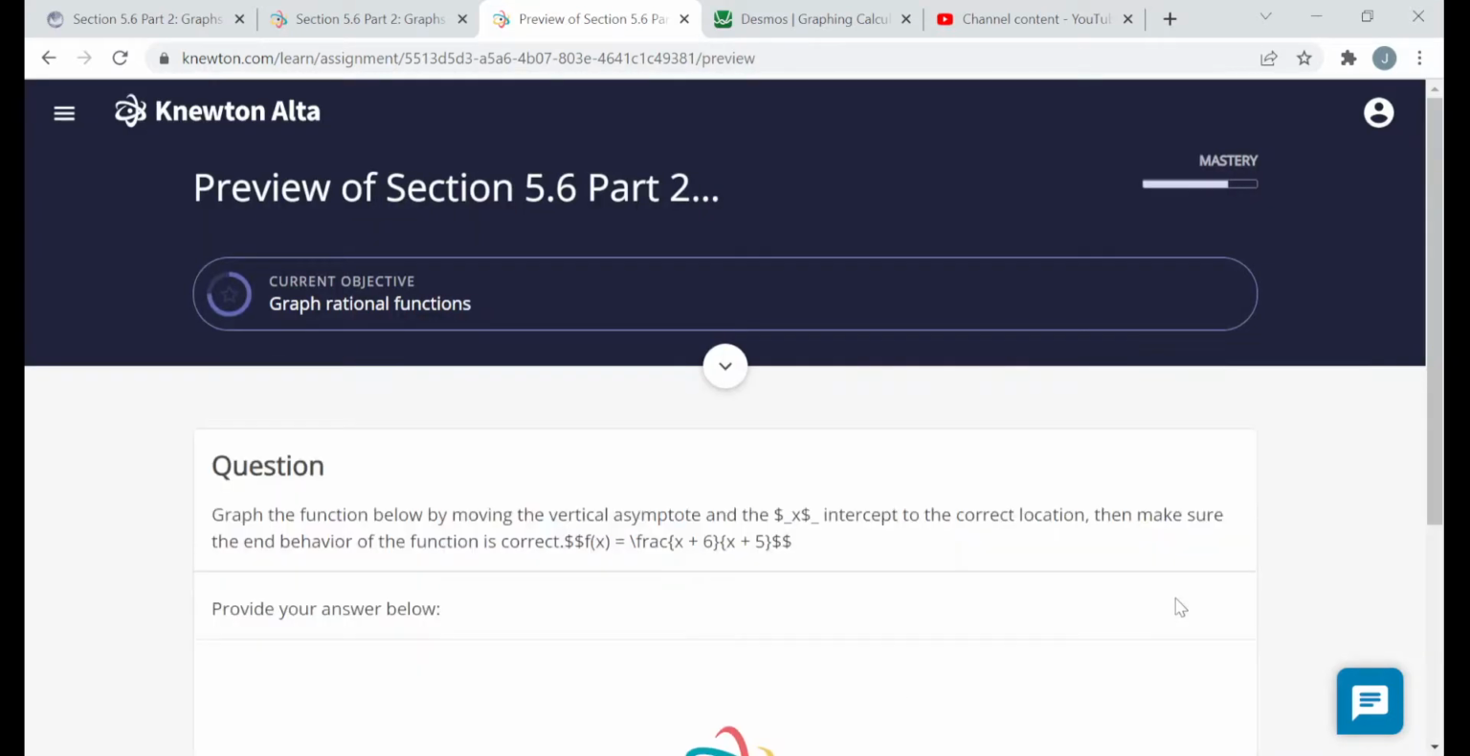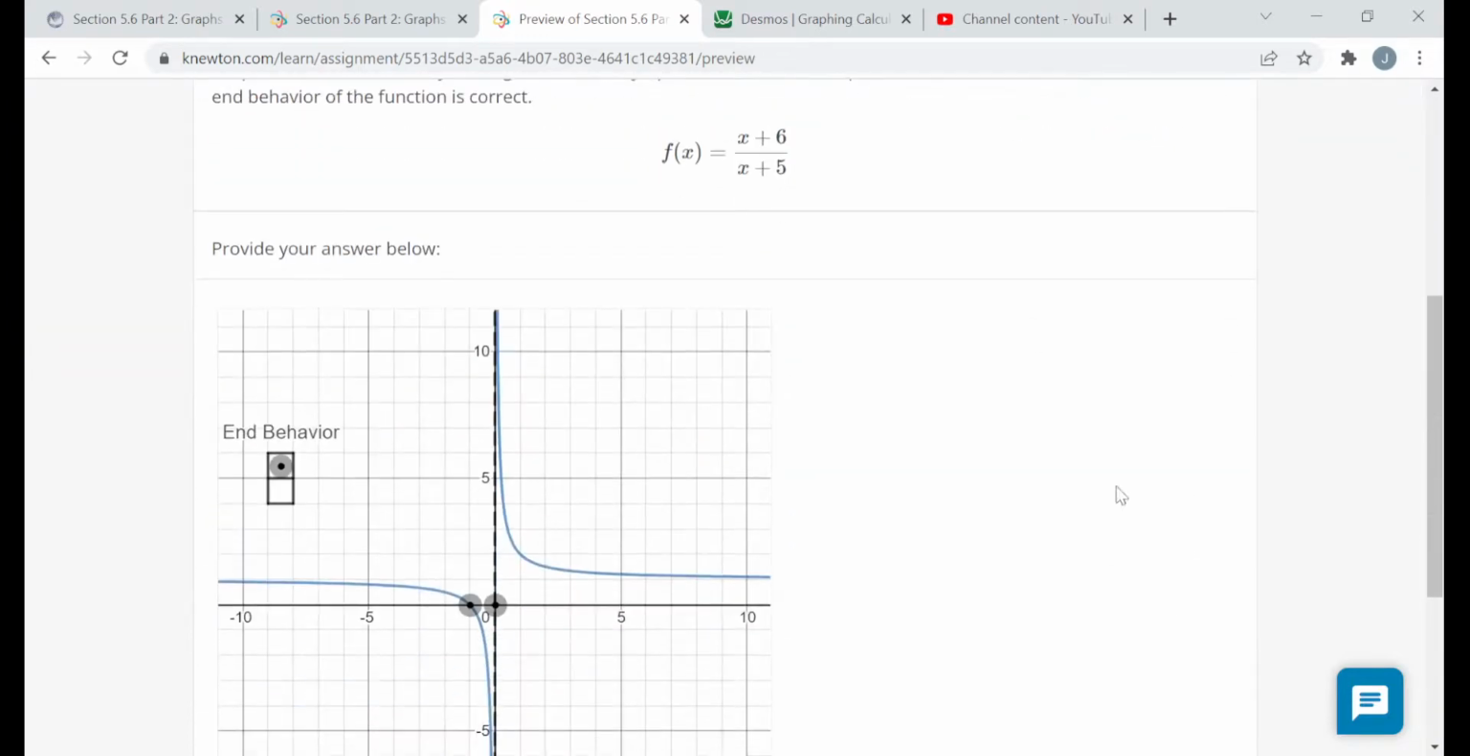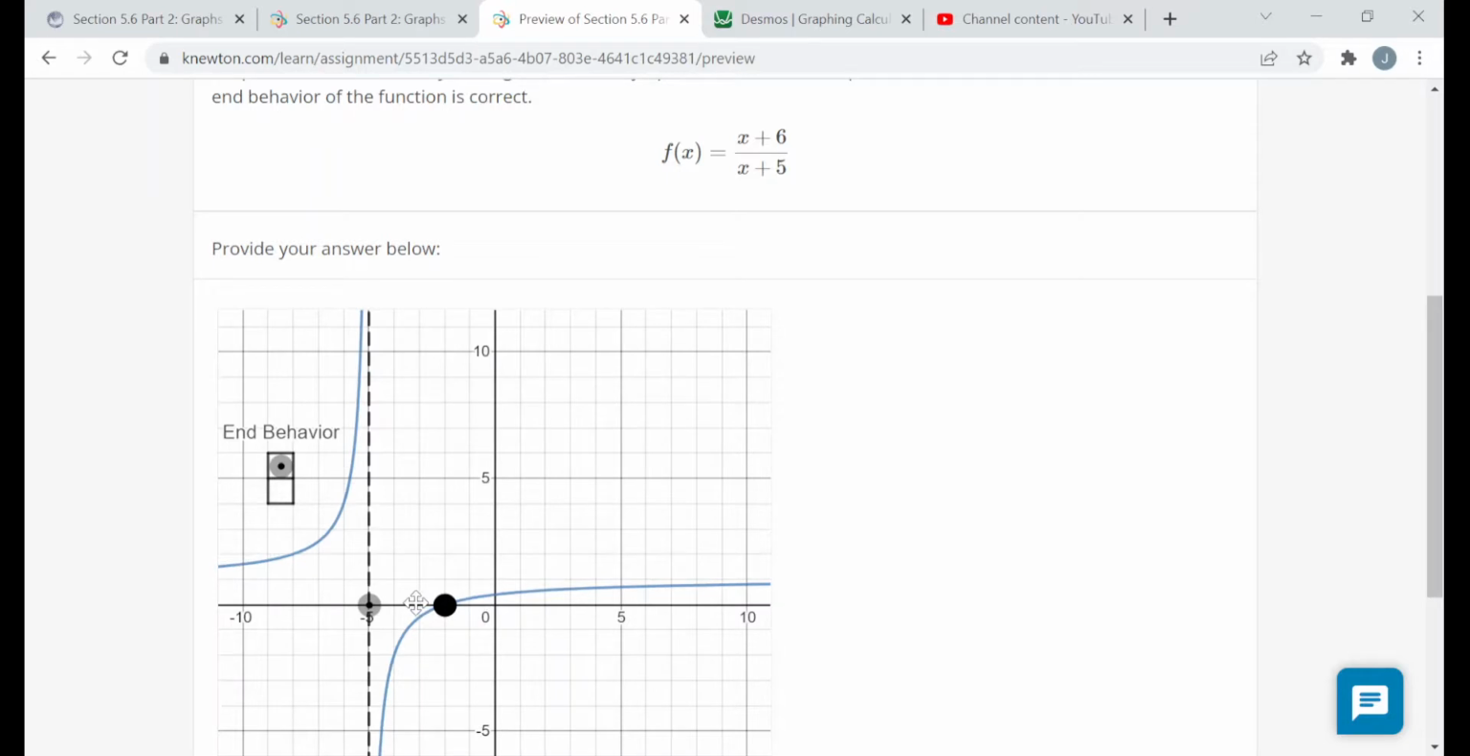Alright, so one more of these with the moving stuff around on the graph. So this should have a vertical asymptote at -5, right? That makes the denominator 0, so I move the asymptote over to x equals -5. The x-intercept should be at -6, right? The numerator is x plus 6. Move the x-intercept over to -6. And the y-intercept would be positive 6/5, which, 1 and 1/5, that's looking like it about here.